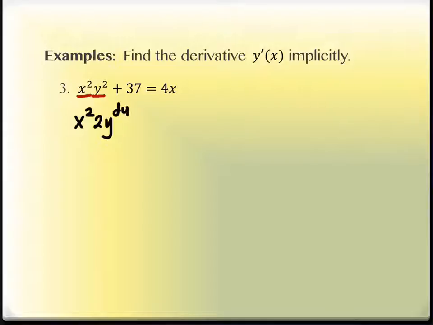2y dy dx. That's the derivative of y squared. 2y dy dx. And that's half of the first piece product rule. Okay, what's the other half going to be?